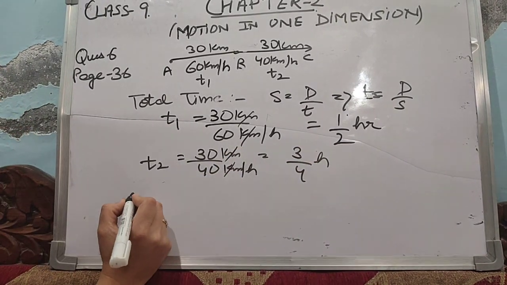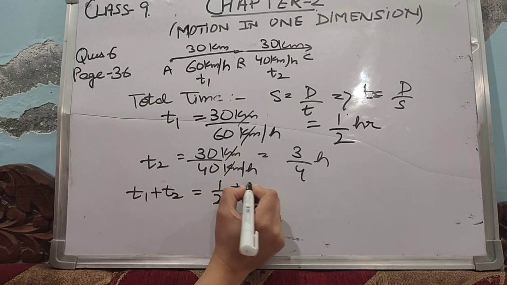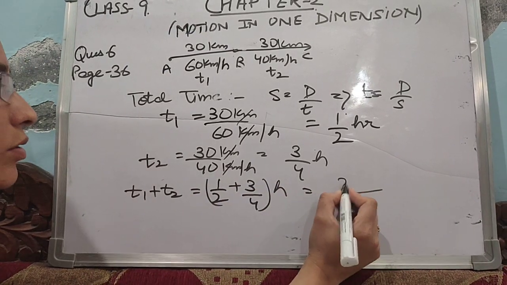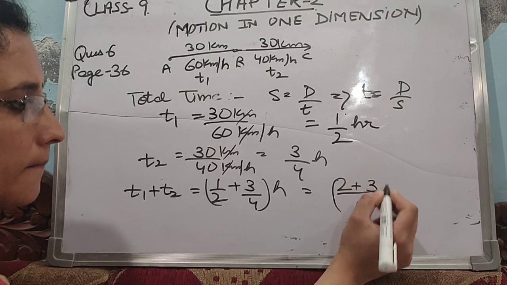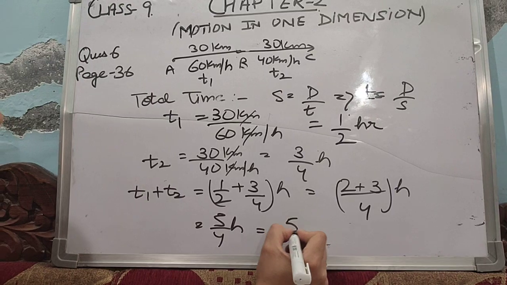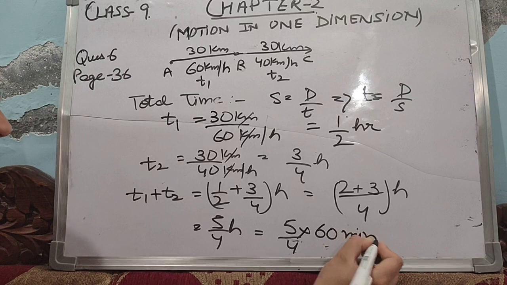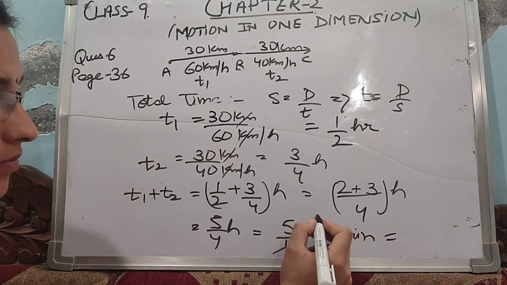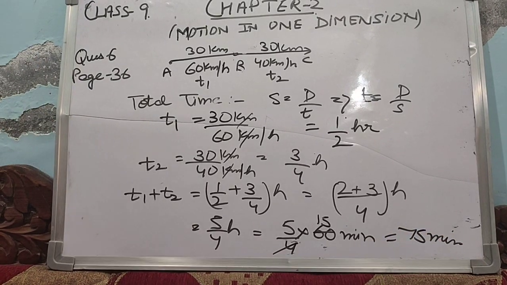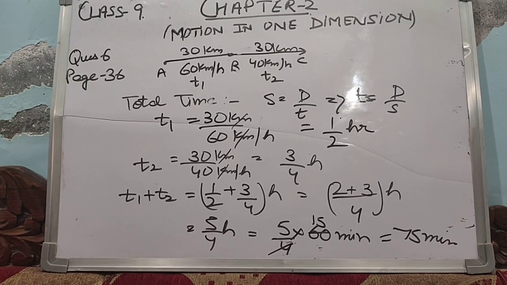Total time will be equal to T1 plus T2, that is 1 upon 2 plus 3 upon 4 hour. Taking the LCM, that is 2 plus 3 upon 4, which is 5 upon 4 hour. Can we convert 5 upon 4 hours into minutes? It will be multiplied by 60 minutes. It comes out to be 75 minutes, because 15 fives are 75. So this was the total time of the journey.